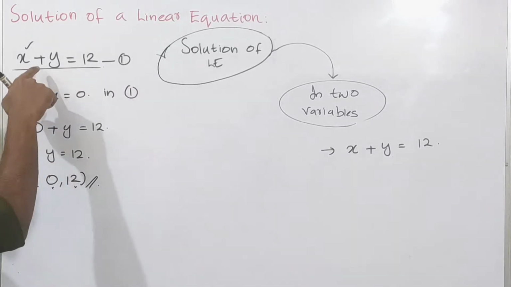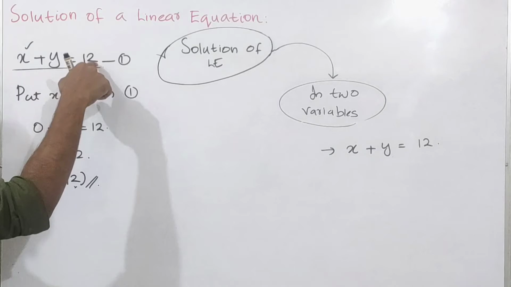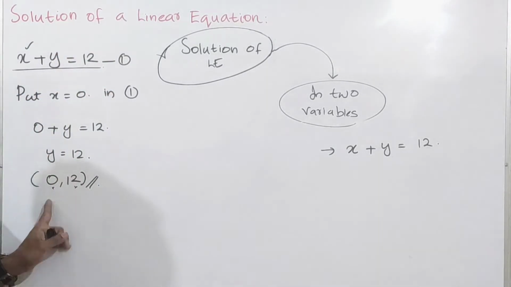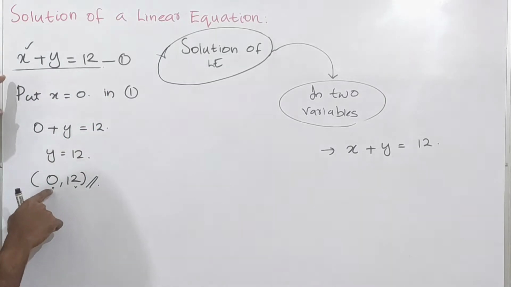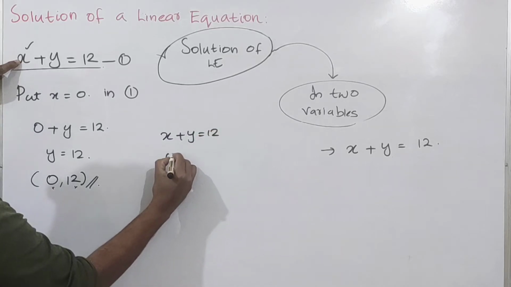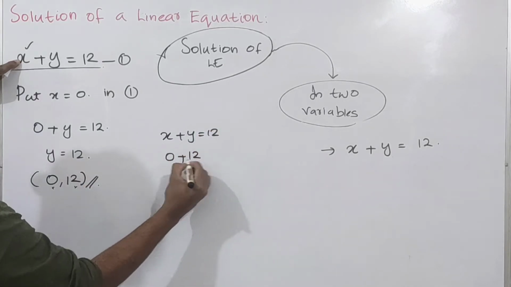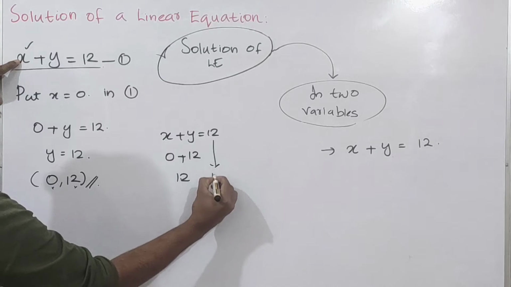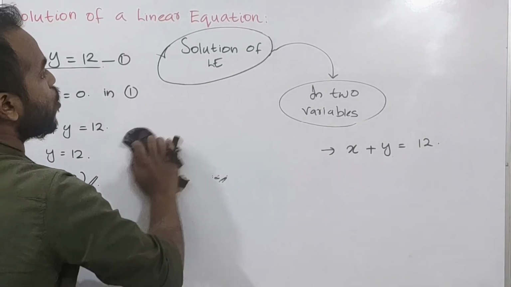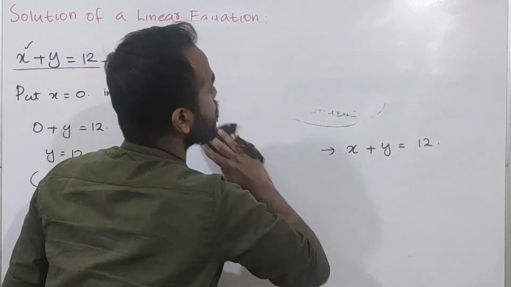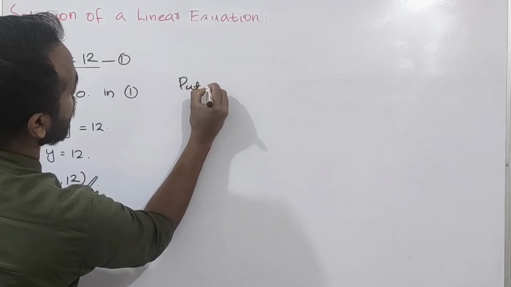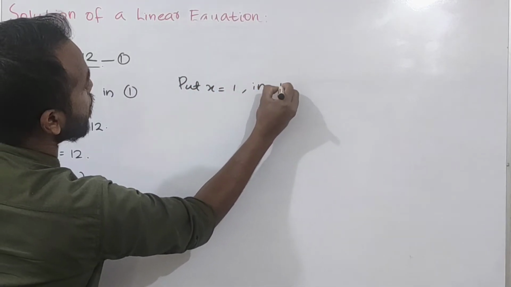If you put the values in the LHS of the equation, you should get the RHS. If that's the case, then the given solution satisfies the equation. So let's try. This is the equation. Put x is equal to 0 and y is equal to 12. 0 plus 12 is 12. So in the RHS we have 12. This equation is correct. So this is one solution of the equation x plus y is equal to 12. To find the next solution, put x is equal to 1 in equation number 1.